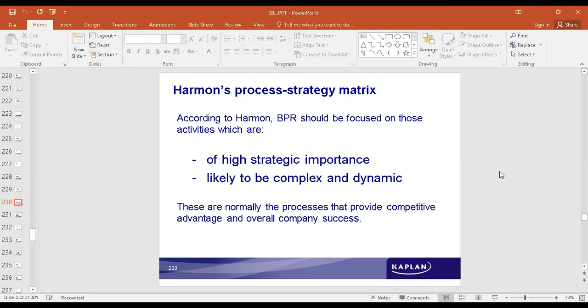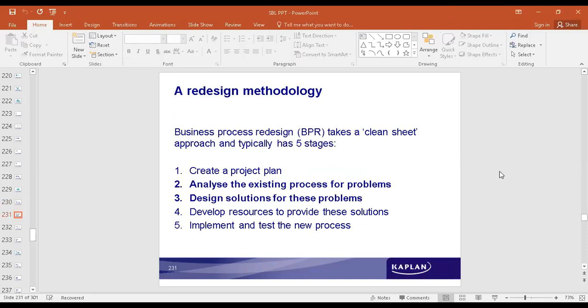These are normally the processes that provide competitive advantage and overall company success. There are 5 steps in BPR, business process re-engineering. First, create a project plan, have a plan in place. Then analyze the existing process for problems, then find a solution for those problems, develop resources to provide these solutions, and then implement and test the new process.